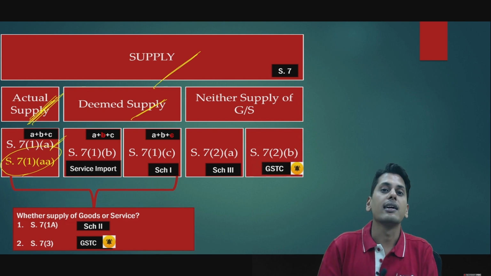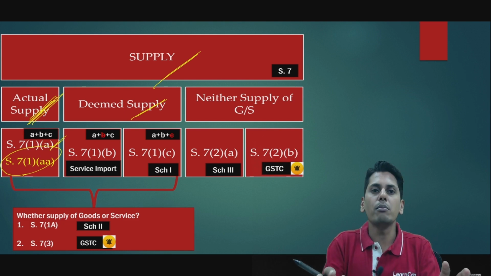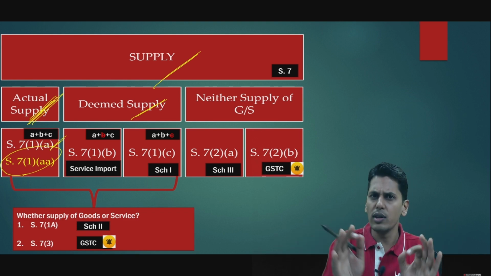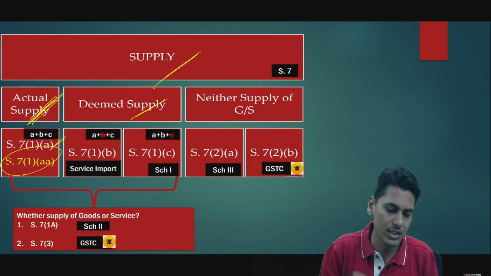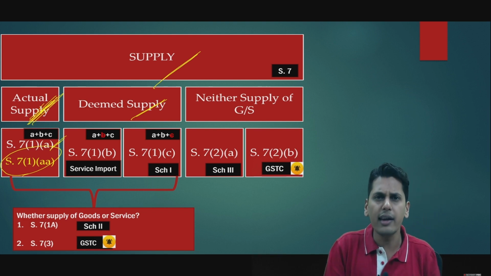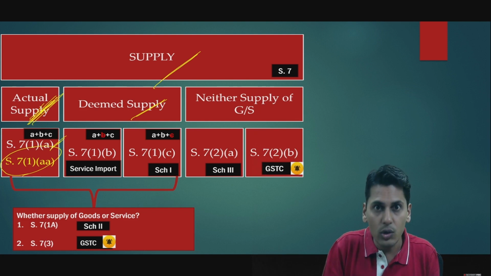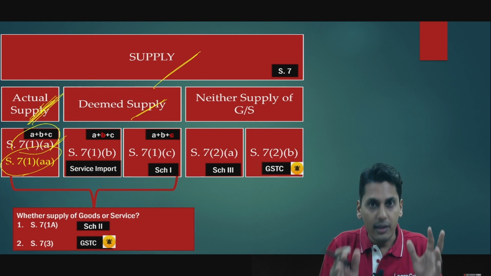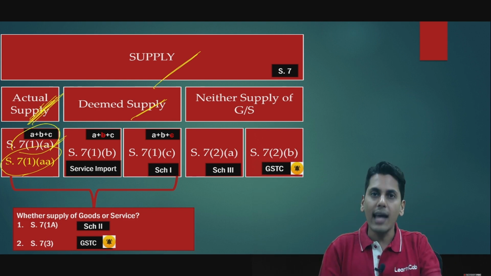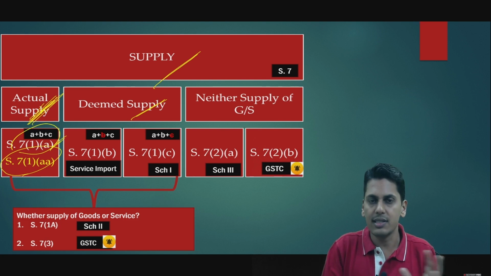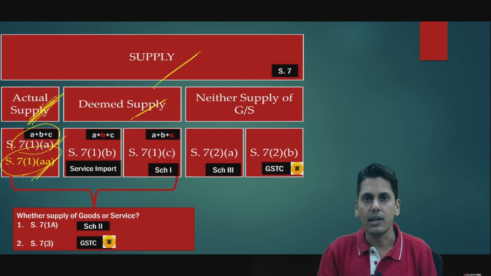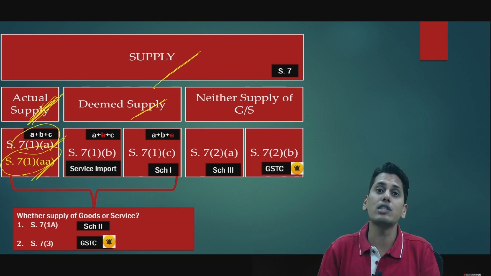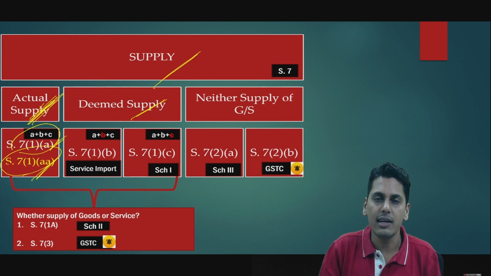What is the deeming fiction? The deeming fiction is only that the club and the members would be considered as two different persons. That is the only deeming fiction. Otherwise, it has to be for a consideration. So therefore, we have kept it under actual supply. Another thing is it is not bringing anything new. This was even otherwise already taxable under 7(1)(a), only to safeguard this transaction from not being taxed because of a judgment which was delivered under service tax law. As an abundant caution, the government has introduced it as a specific clarification having retrospective effect from 1st of July 2017.